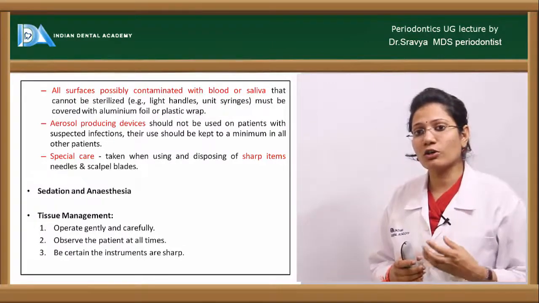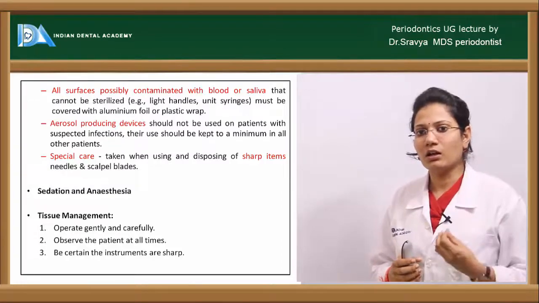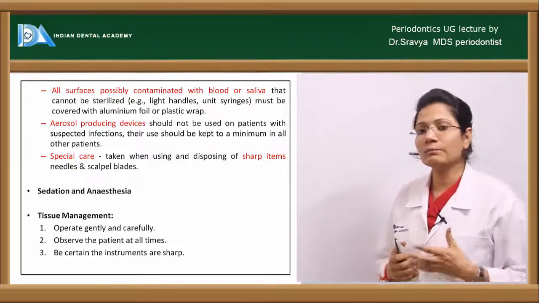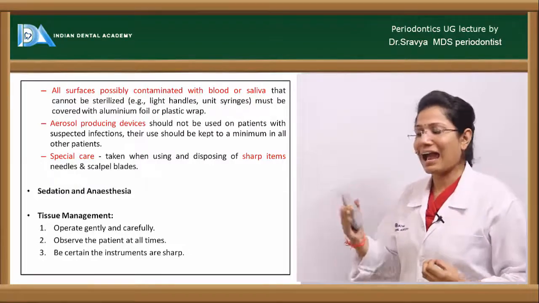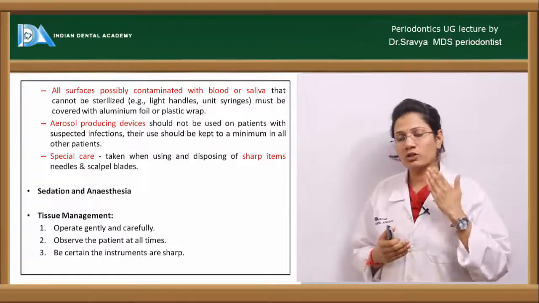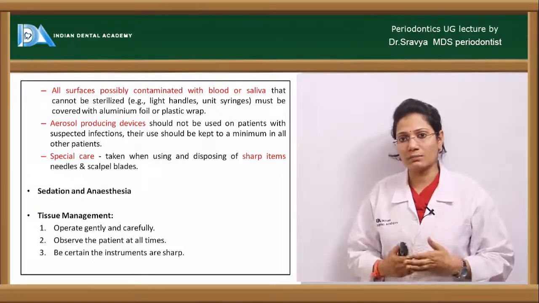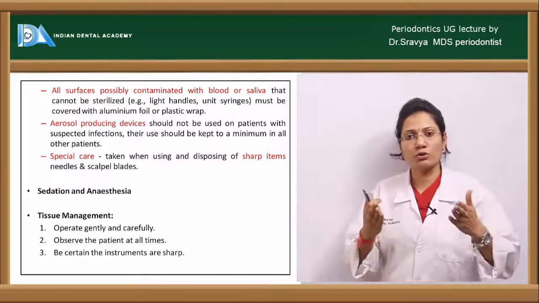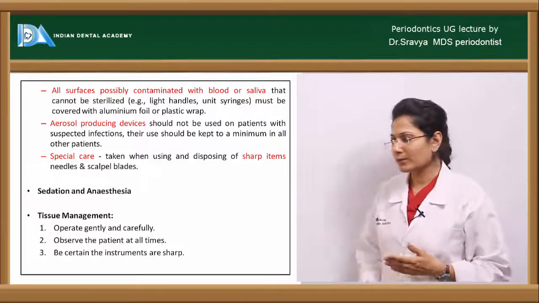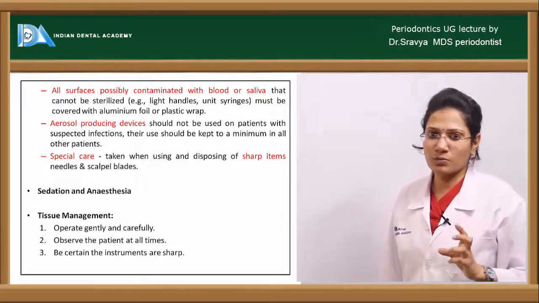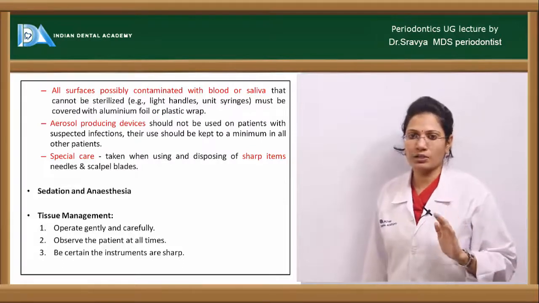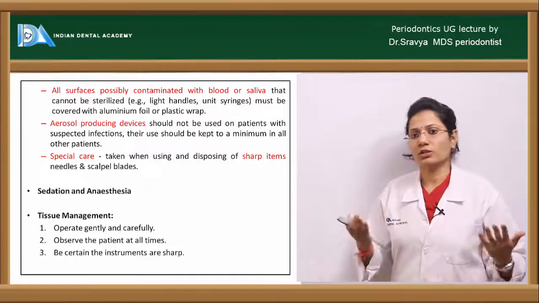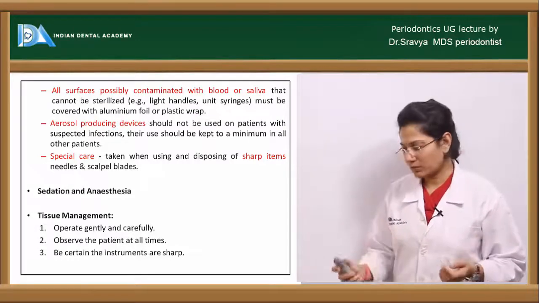You have to make sure that you handle the tissues very delicately. Though the gingiva is supposed to be the most forgiving tissue of the oral cavity, you still need to operate gently and carefully. And you need to observe the patient at all times. Always keep in conversation with the patient so that he doesn't suddenly go off into syncope and you don't even realize it. And make sure that all your instruments are sharp. No using blunt instruments. If you use blunt instruments, you're going to be too tired by the time you make an incision, because everything is going to be hampered.